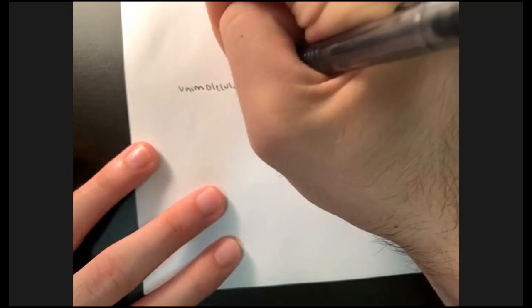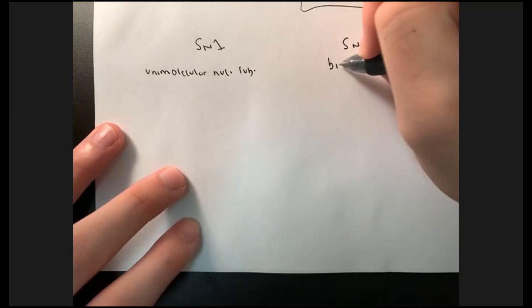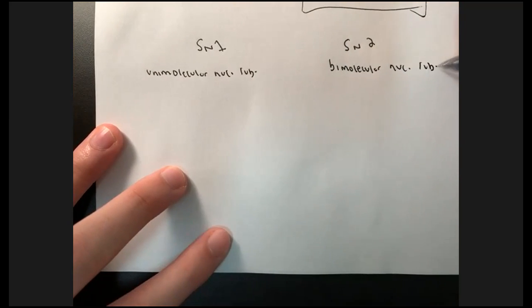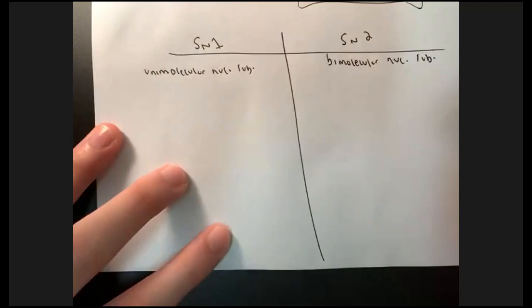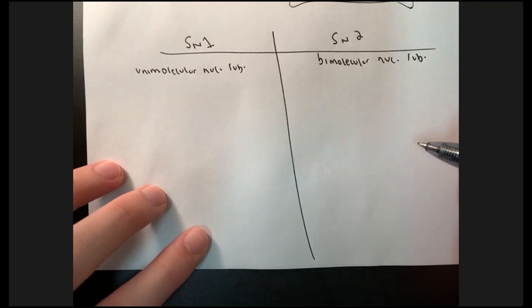Unimolecular, nucleophilic substitution. And for this one, it's bimolecular, nucleophilic substitution, okay? So we kind of follow that so far. Unimolecular, so clearly one molecule is involved, and this one would be bimolecular, okay? So essentially, how do we know what happens in which pathway?